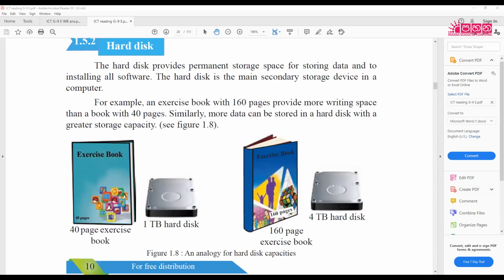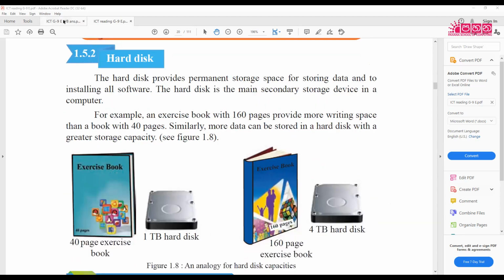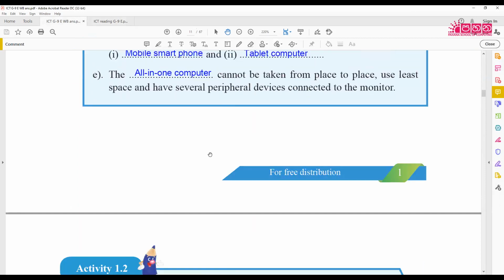The next one is hard disk space, which is very important. I think we have performed out 1.3.